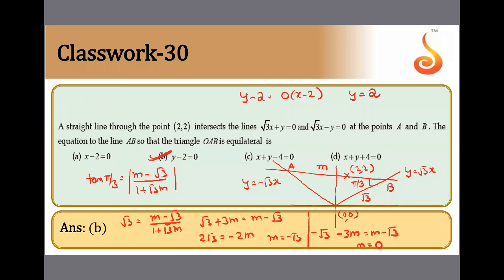Any doubt? Value is minus root 3. Other m value is m equal to 0. For m equal to 0, they gave the answer. y minus 2 is equal to 0 times x minus 2. So y is equal to 2.